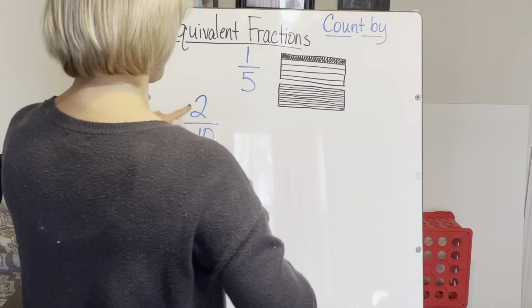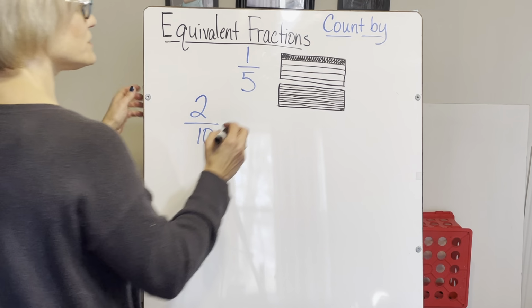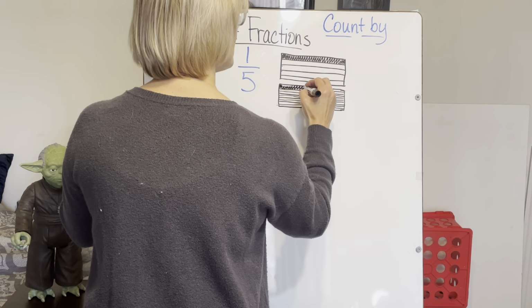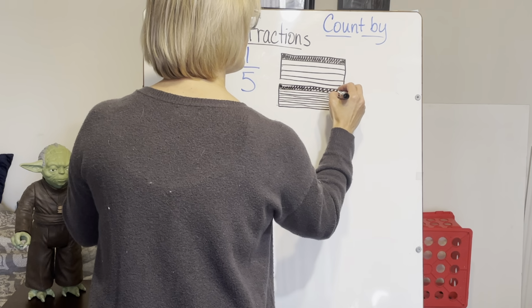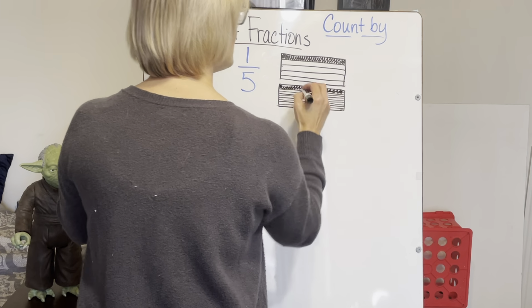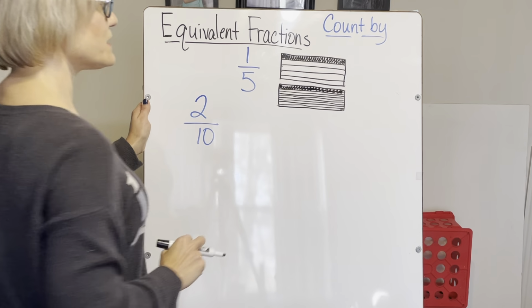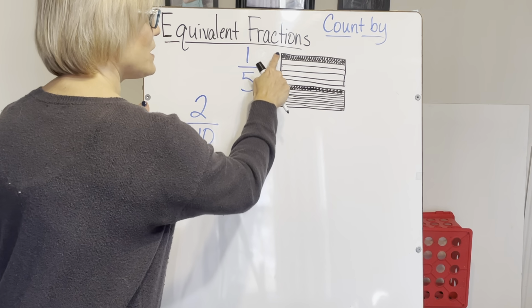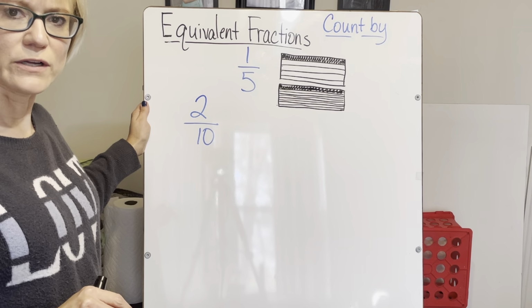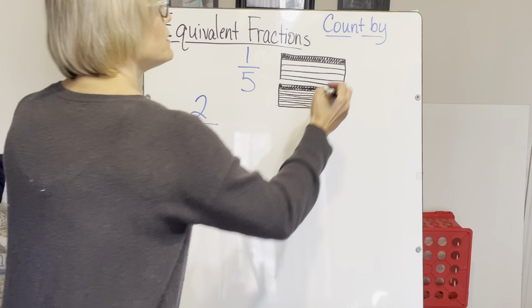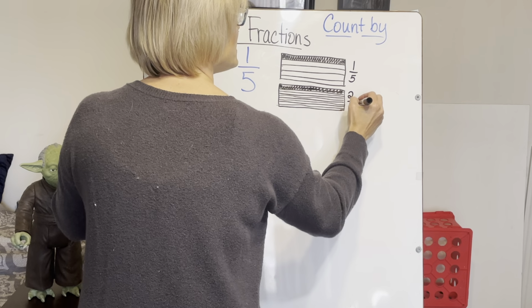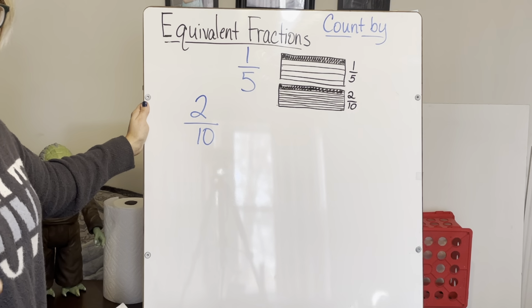So I want to color in 2/10. If I color in 2/10, I'm coloring in right here. If I could pick this up and put this candy bar on top of this candy bar, I would have exactly the same amount of that Kit Kat bar taken or eaten. So this is showing 1/5, and this is showing 2/10. It's exactly the same amount.